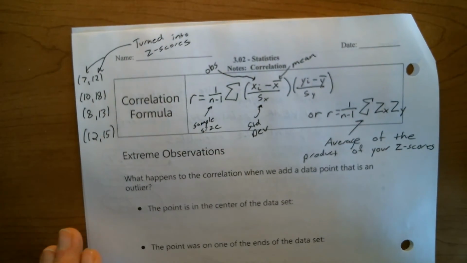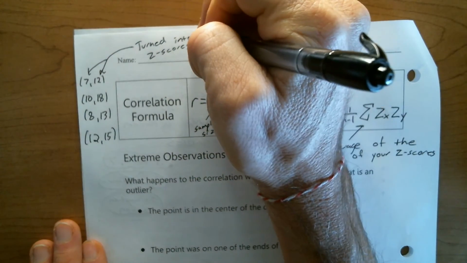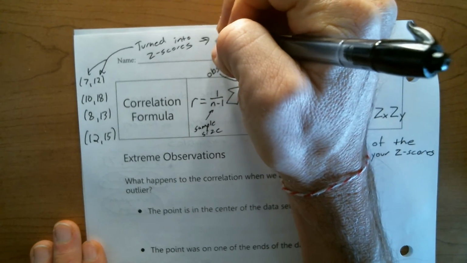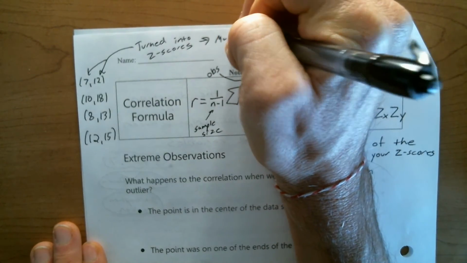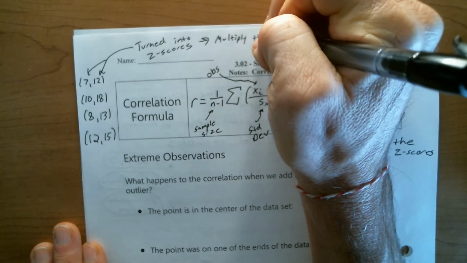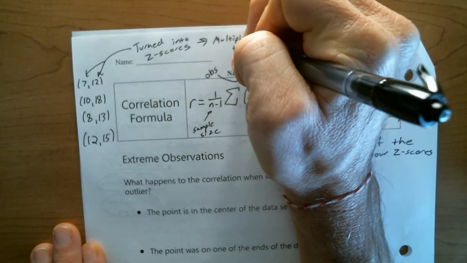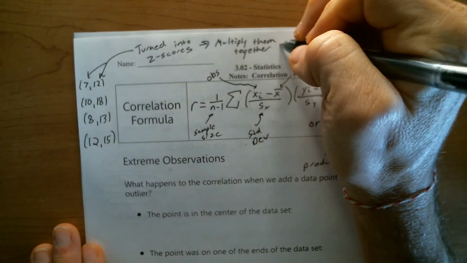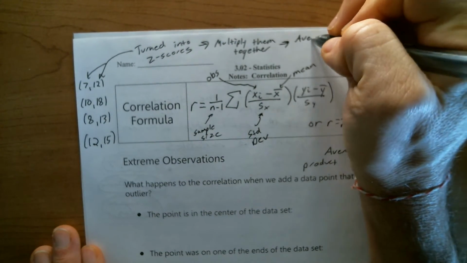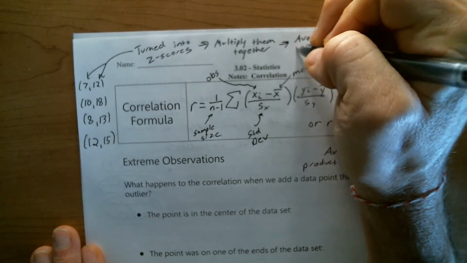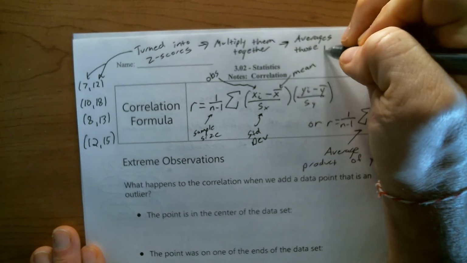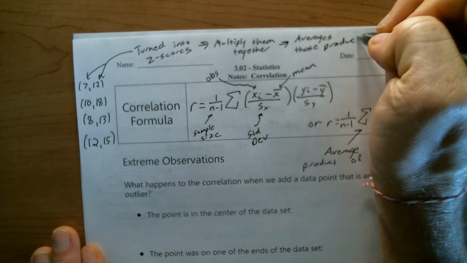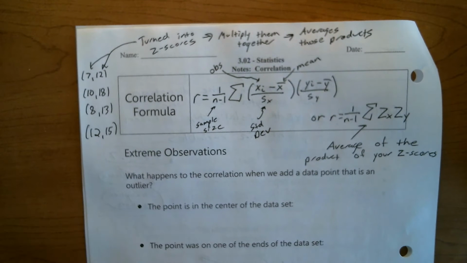Then we take the product, and then the final step is to average those products. All right, so that's effectively what's happening here.